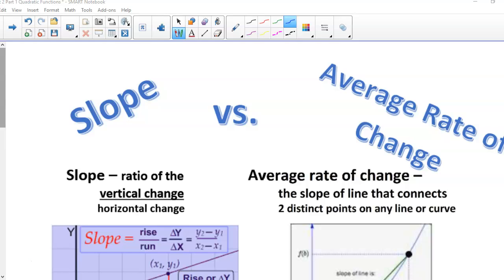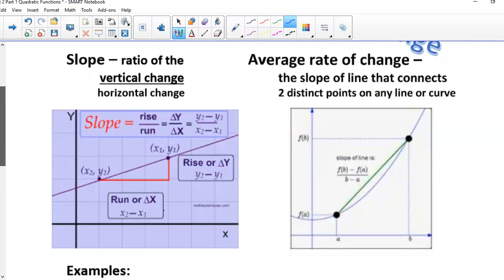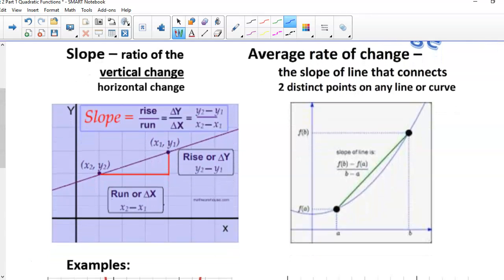When we talk about average rate of change, that's the slope of a line that connects two distinct points on any line or on a curve. So now we can have an average rate of change that is not necessarily for a linear function. So let's take a look at what that looks like.